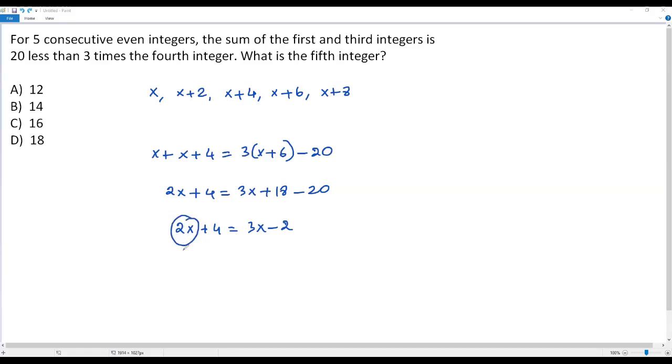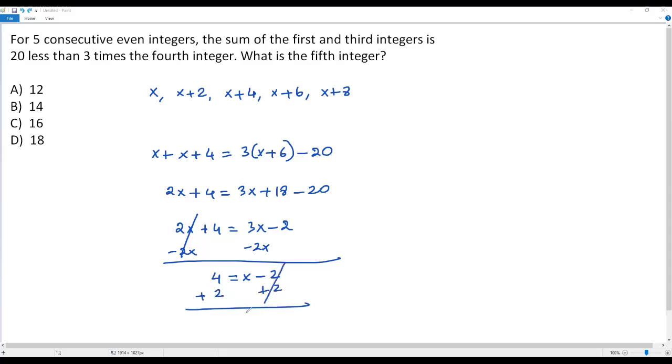That is, I have to get rid of this 2x. For that, I have to subtract 2x from both sides. When I subtract 2x from both sides, this positive 2x and negative 2x will cancel. Then 4 equals, when I combine this 3x and negative 2x, I'm just getting x. Then we have negative 2. Now let me add 2 to both sides. When I do so, this negative 2 and positive 2 will cancel out. When I combine positive 4 and positive 2, I'm getting positive 6. On the right side, we have x. I got the value of x. The value of x is 6.